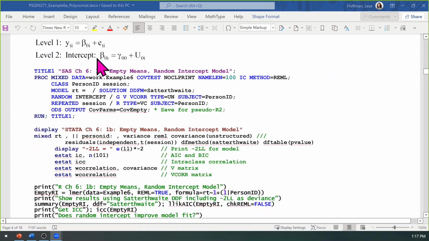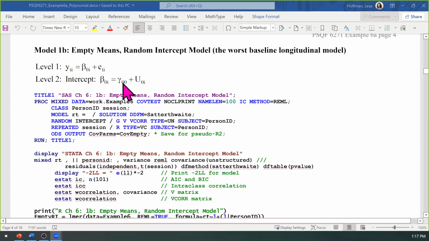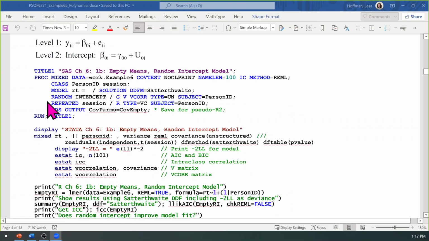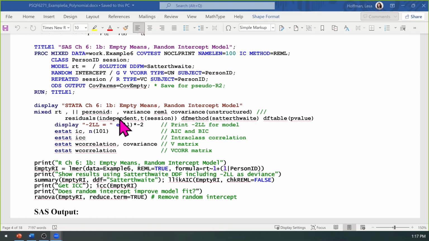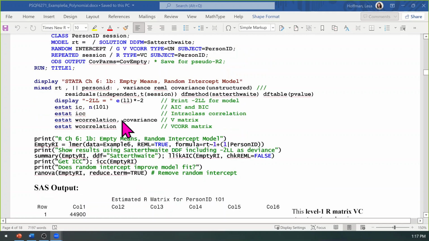So you've seen this before. This model has 3 parameters in it. It will have a fixed intercept, it will have a random intercept variance, and it will have a residual variance at level 1. So we're introducing the G matrix again. So we now have a random intercept. The R matrix is type equals VC, meaning diagonal, meaning constant variance assumed on the diagonal with no covariances of the E residuals. Independent is the structure for the residuals in Stata.